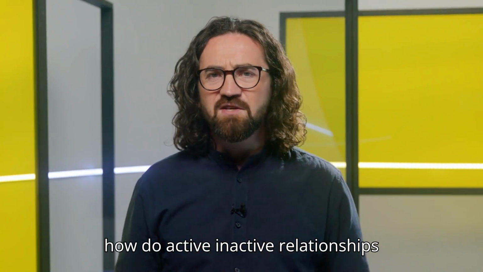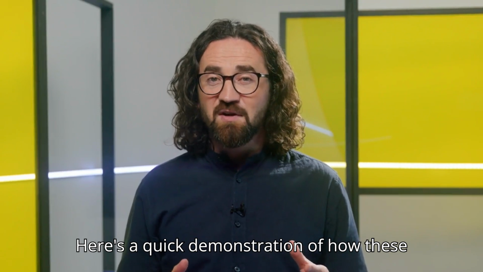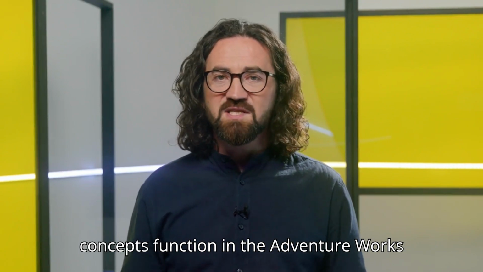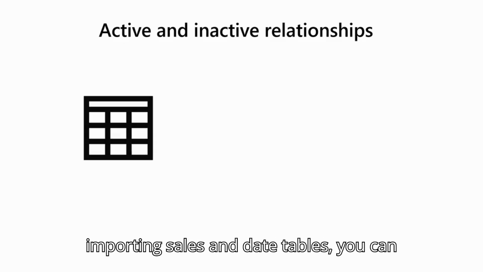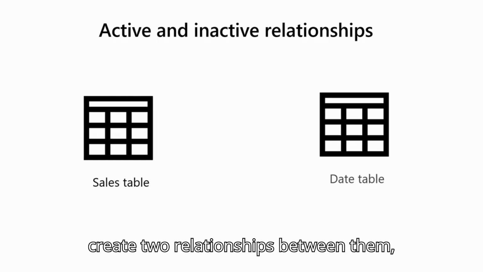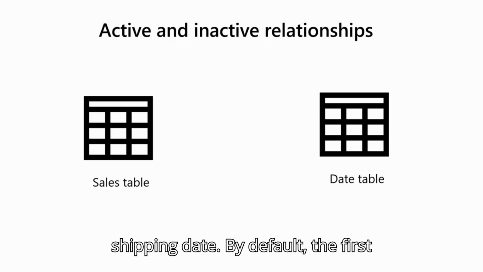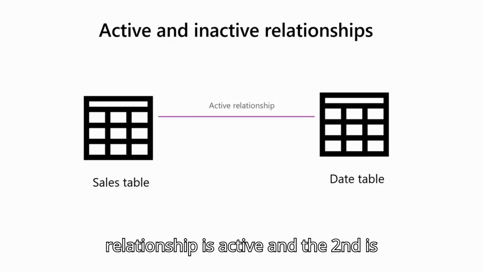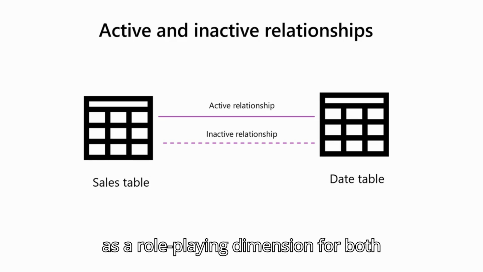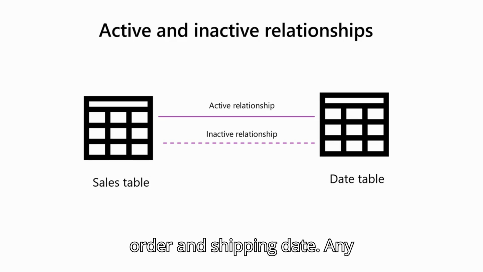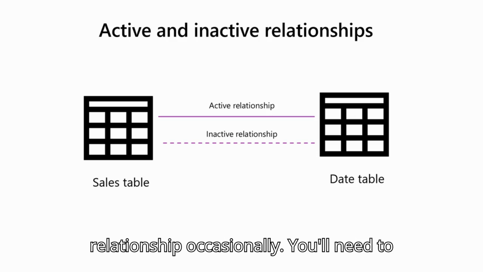So, how do active-inactive relationships relate to role-playing dimensions? Here's a quick demonstration of how these concepts function in the AdventureWorks database. Let's begin with creating a role-playing dimension. After importing sales and date tables, you can create 2 relationships between them, one for order date and another for shipping date. By default, the first relationship is active and the second is inactive. The date table serves as a role-playing dimension for both order and shipping date. Any analysis, reporting, and visualization you require can make use of this active relationship.